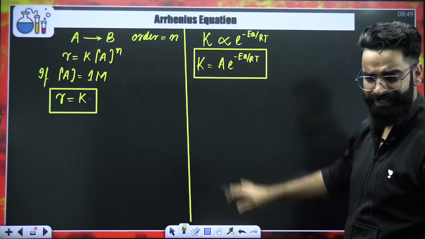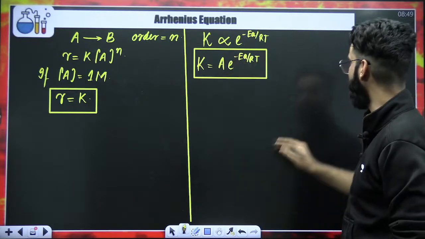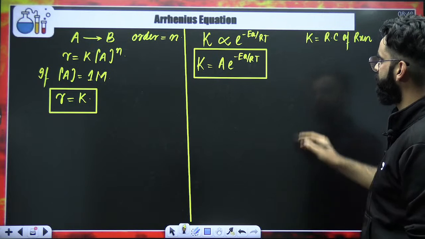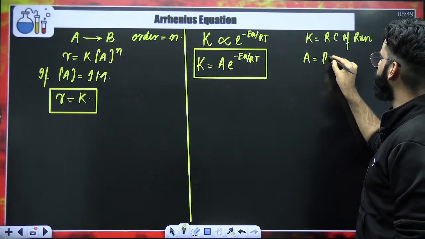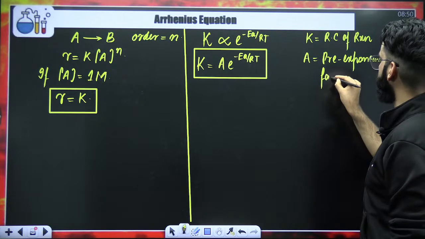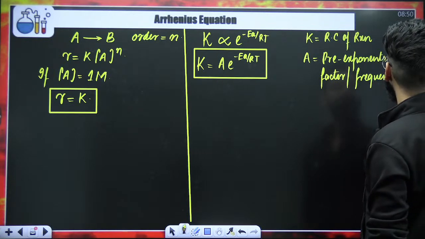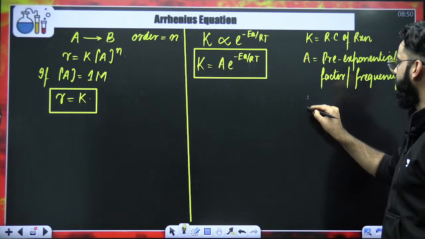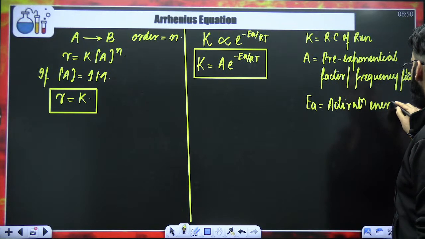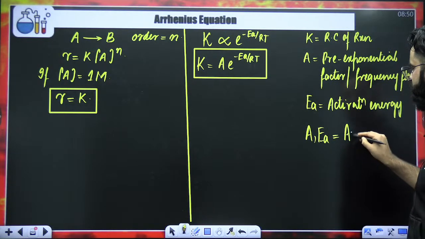Now, guys, in this particular expression, what this K is, what this Ea is, what this R is, you should first of all know their meaning. What is K? K you already know, that is the rate constant of the reaction. What is A? A is called the pre-exponential factor. You call it either the pre-exponential factor or the frequency factor. Right? Now, Ea is something which you call the activation energy. My dear students, A and Ea combined are called the Arrhenius parameters.